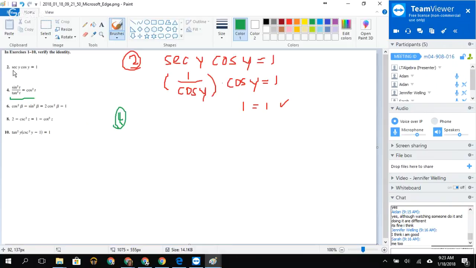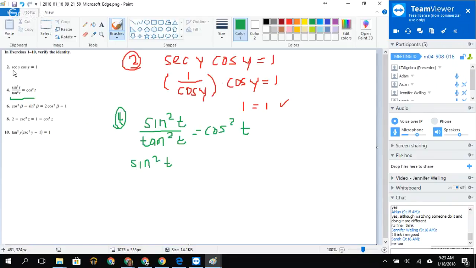Okay, so sine squared of t, tangent squared of t, equals the cosine squared of t. In this case, I'm going to use the fact that I have sine and cosine and tangent in here. If I convert my tangent to sine and cosine, then maybe some things are going to cancel out easily for me. So I'm going to leave my sine squared alone.